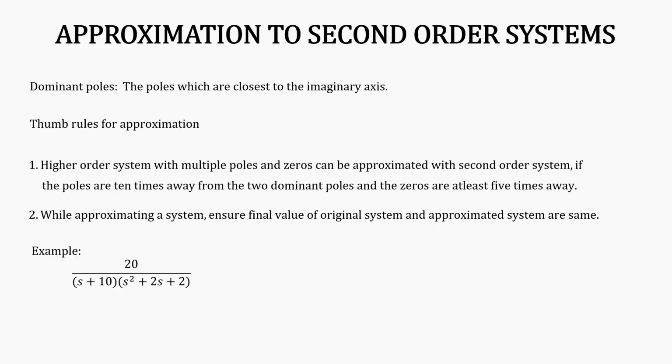Now, how do we approximate the system? First of all, a higher order system with multiple poles and zeros can be approximated with a second order system if the poles are 10 times away from the two dominant poles and the zeros are at least 5 times away from the two dominant poles. If this is true, then you will be able to approximate the system. If not, you can still try to approximate, but of course the system will not behave as you wished because the formulas will not be valid then. However, you can at least get an initial guess and then work on it.